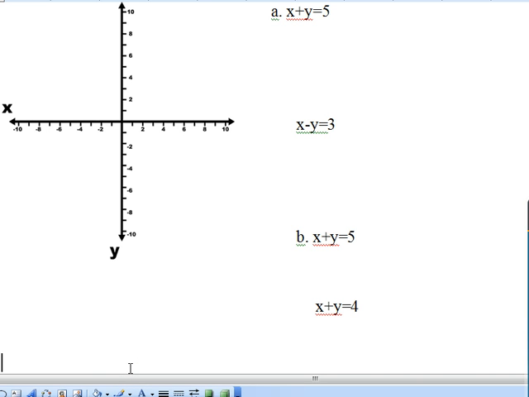So look on page 454. It says dependent systems of equations. A system of equations is dependent if all the solutions are the same, which means there are infinite solutions. Dependent systems of equations are also consistent because the systems have at least one solution. Okay?